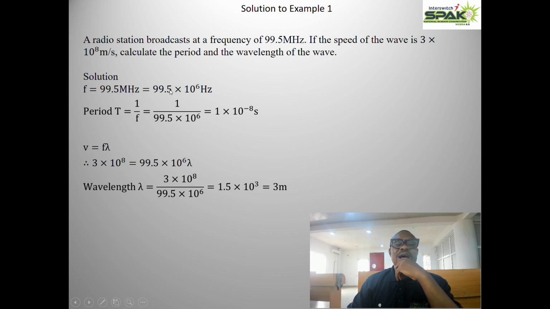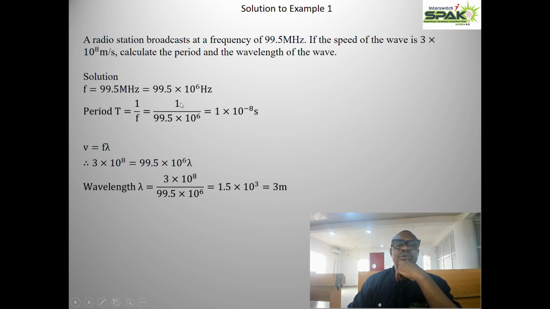Okay, I need to multiply this mega to convert to hertz, or to the basic unit. You need to multiply it by 10 raised to power 6. If it is milli, 10 raised to power minus 3. If it is nano, 10 raised to power minus 9, and so on. And what then is the period? If F is given, my period is T equals 1 over F.